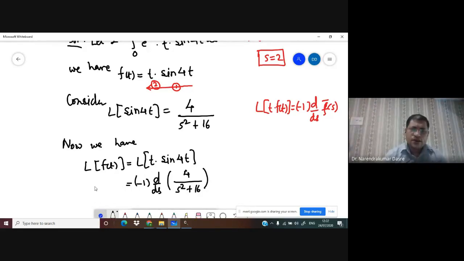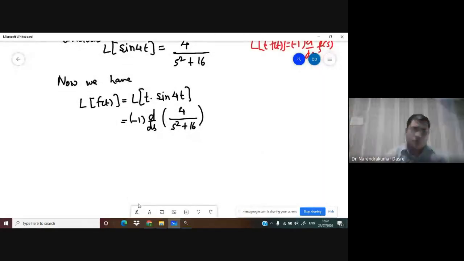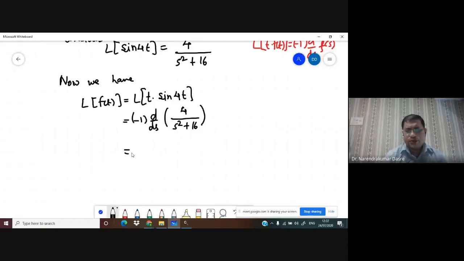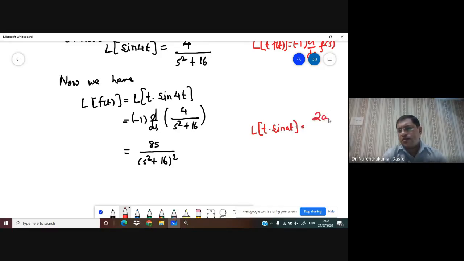Then, I hope you are able to calculate the derivative. So this will be 8s upon s square plus 16 bracket square. What we know is Laplace transform of t into sine at is 2as upon s square plus a square bracket square. This we have already calculated, so I am using it directly here. But if you are not able to get this step, you can tell me, and I'll take the derivative again and show you how we get this one.